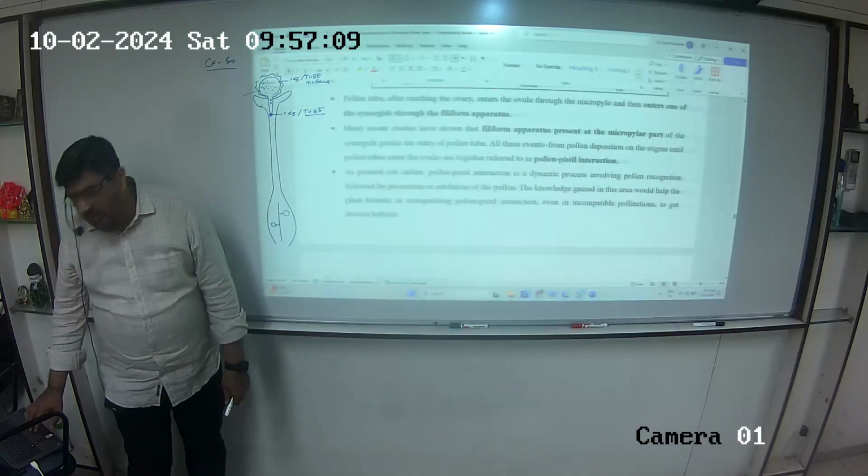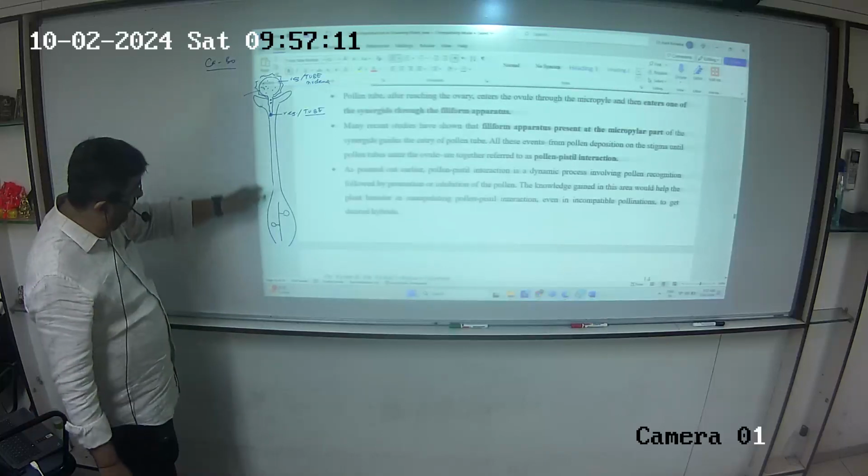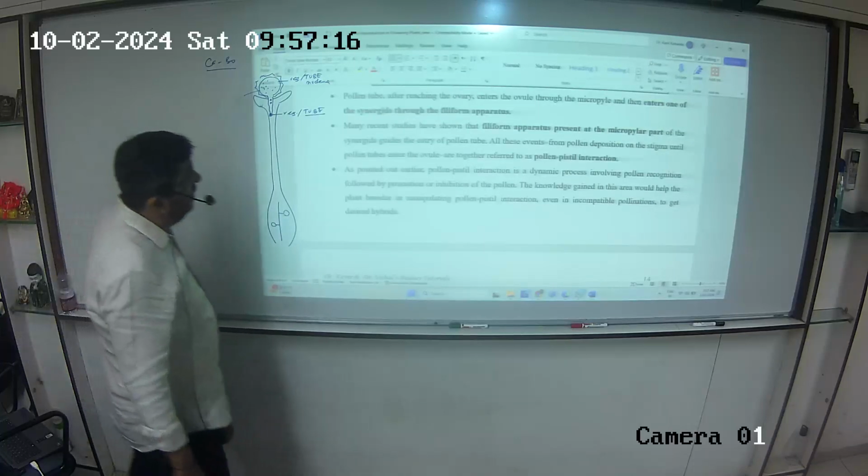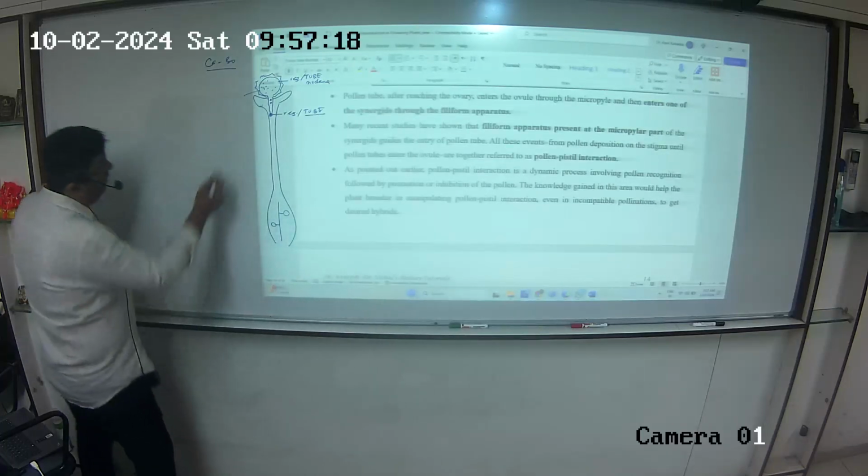Now pollen tube reaching the ovary. The pollen tube will reach the ovary. Let's see the pollen tube reaching the ovary. Now I'll make a diagram here only.